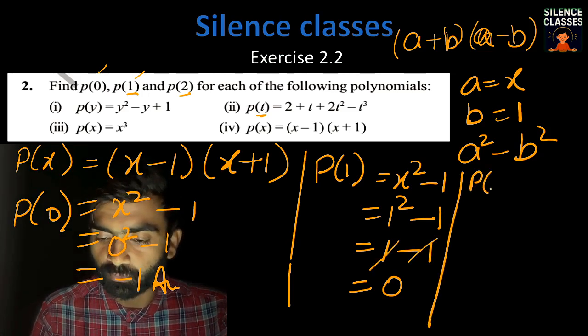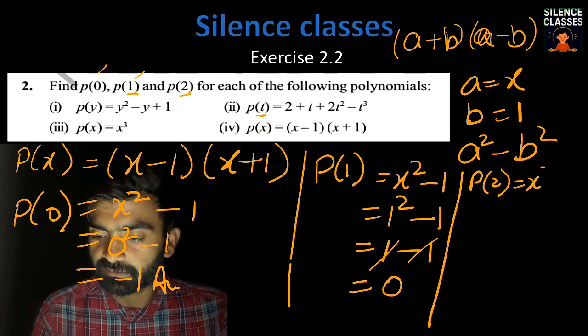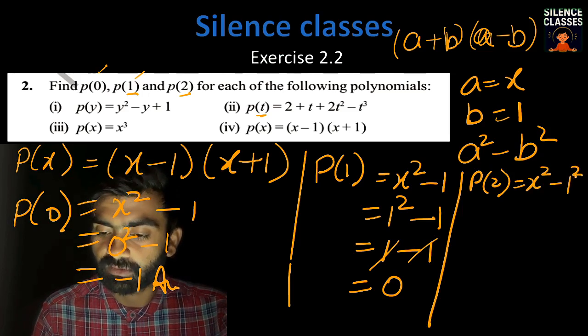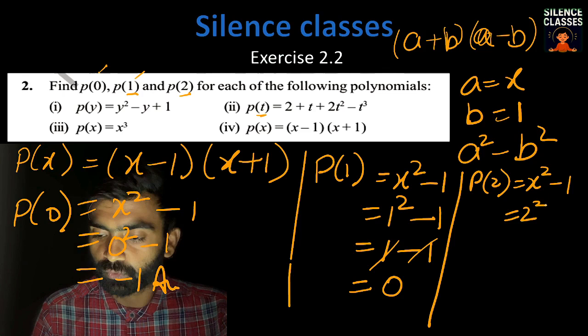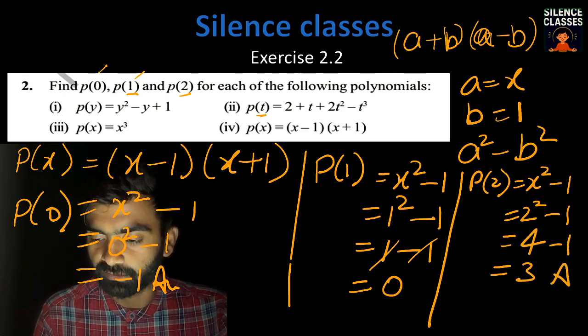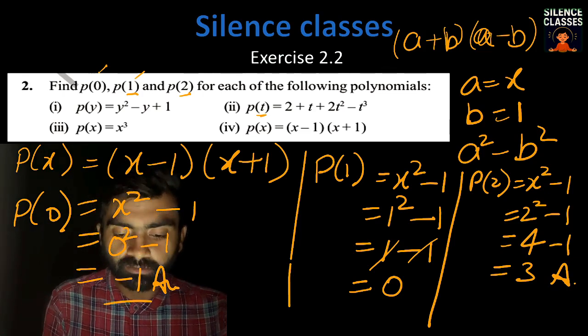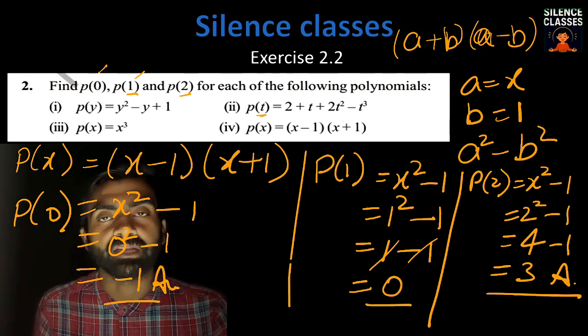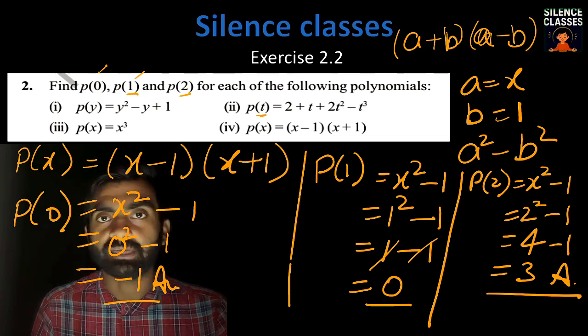Now we have to put x equals 2 in x square minus 1. 2 square minus 1, 4 minus 1 is equal to 3. So we will get minus 1, 0 and 3 as the answers. I hope you guys understood.